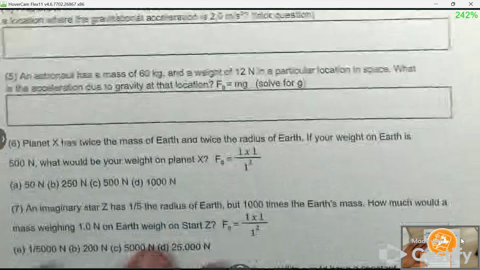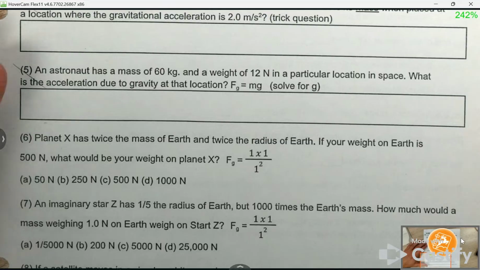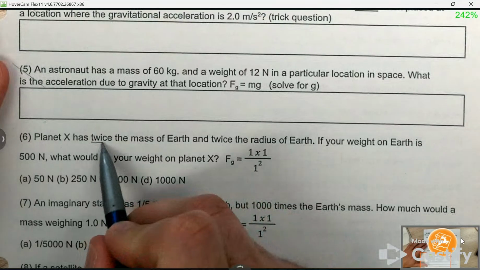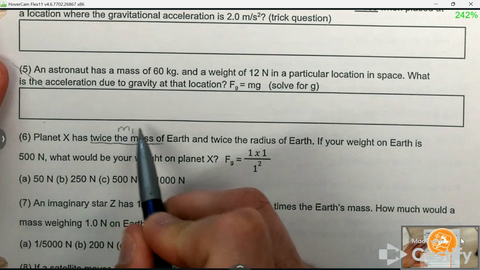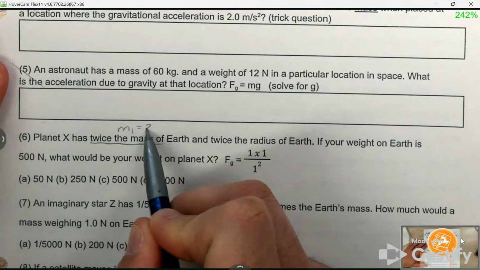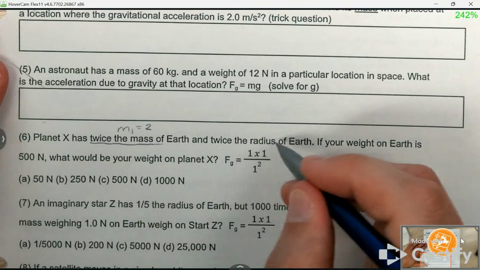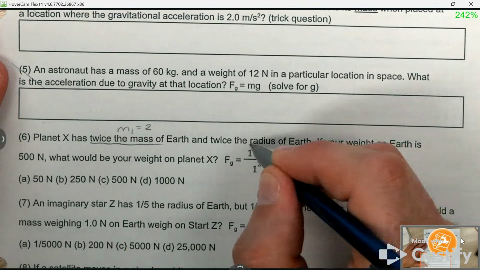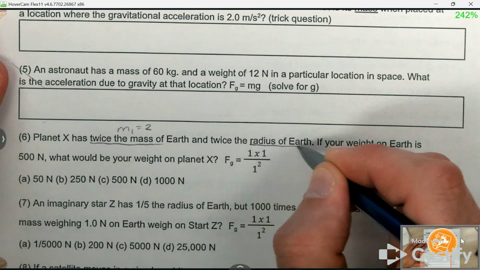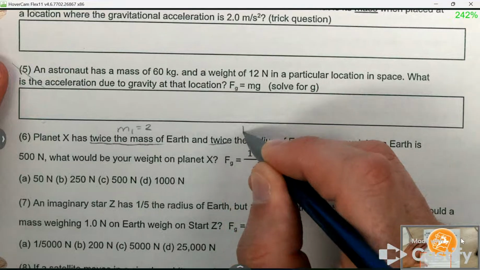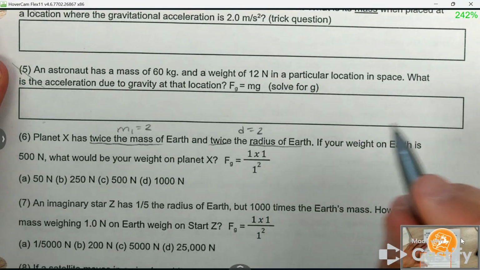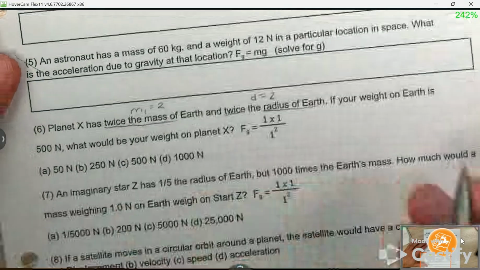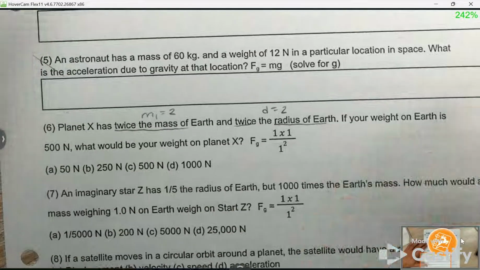Now, let's scoot down here to number 6. Planet X has twice the mass of Earth. So our M1 is going to be a 2. And twice the radius. The distance or the radius here can be used interchangeably. So it's twice the radius, so distance here will be a 2. If your weight on Earth is 500 newtons, so you're the second object, the mass of you is not changing because your mass isn't changing here.